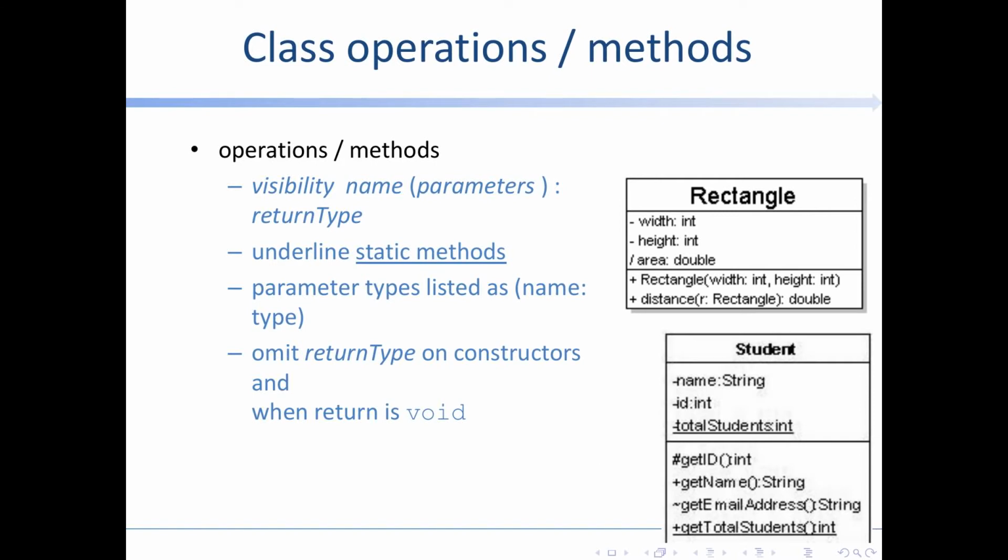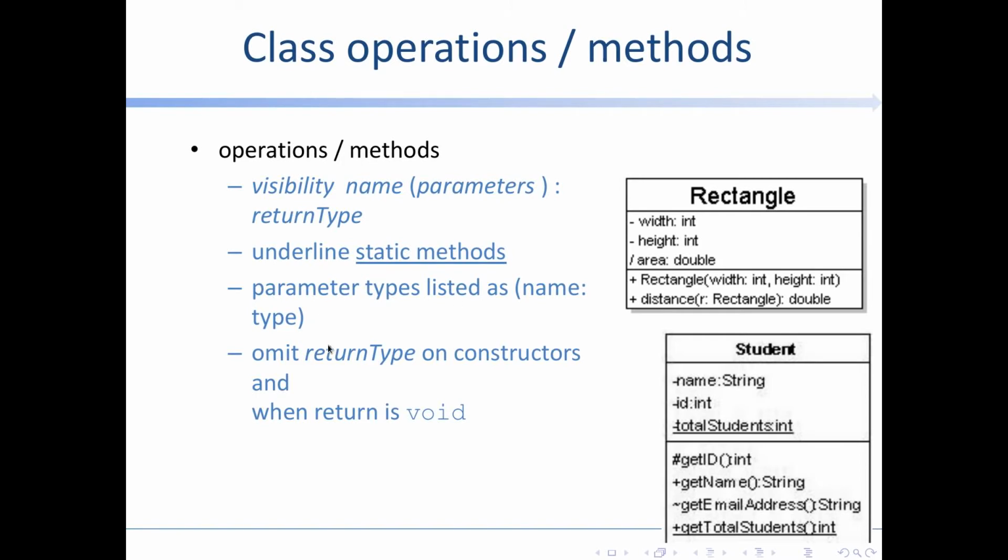Let's look a little bit more at those methods again. As we already learned, you have the visibility sign, the name and the parameters, and then the return type. We already talked about it. Static methods are underlined, and the only one in here is get total students, because it's accessing a static variable or attribute.